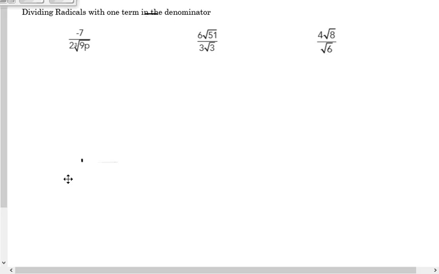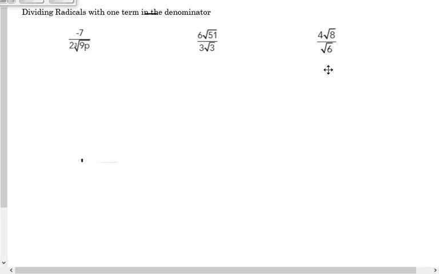Now, if we're dividing radicals with one term in the denominator, what you have to keep in mind is when we're dividing radical expressions, you can't have a radical in the denominator, and we talked about this a little bit last chapter. And just like with multiplying, you're going to divide coefficients and then divide radicands. So what we have to do here is, these are not in simplest form. We want to get rid of these radicals from the denominator.